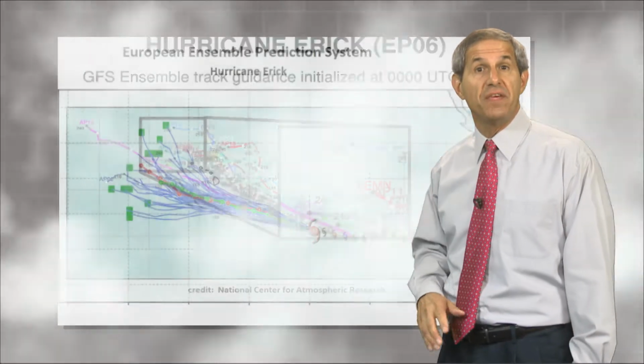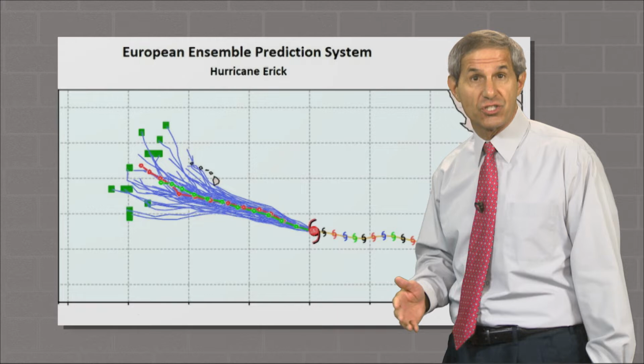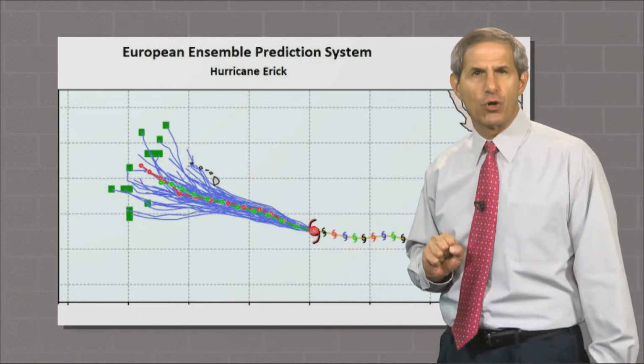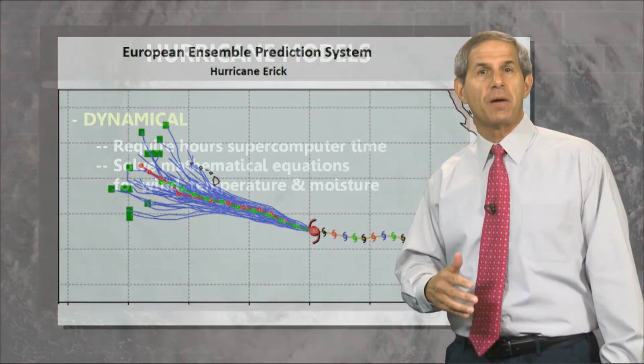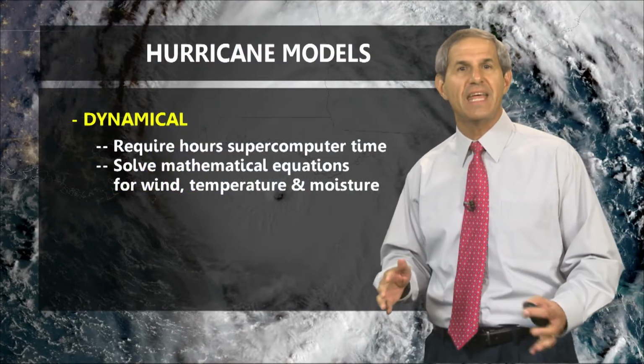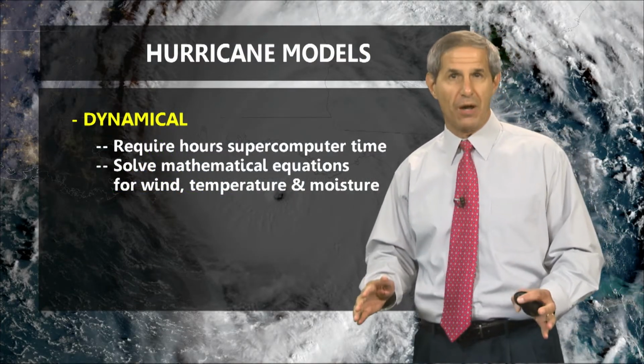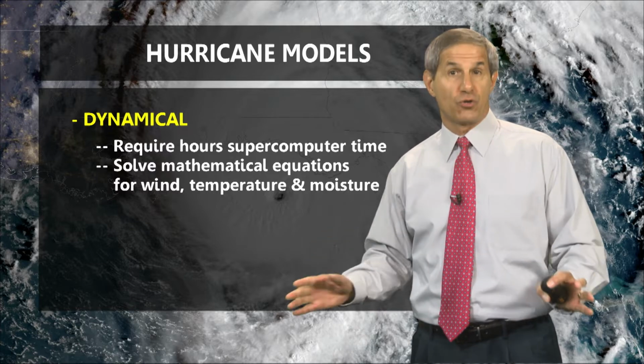We can do the same with the European Ensemble Prediction System, which has 50 perturbed members. Here's that plate of spaghetti for Eric, and we could serve up 20 perturbed solutions from the Canadian model Ensemble as well. Now, not all models are created equal.